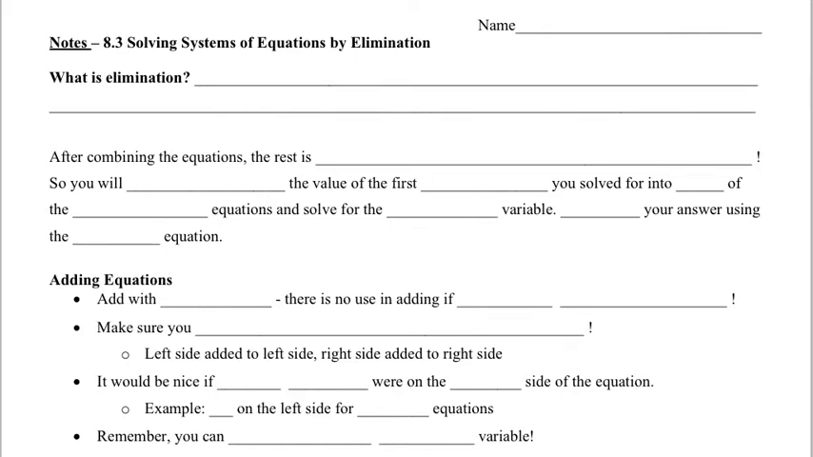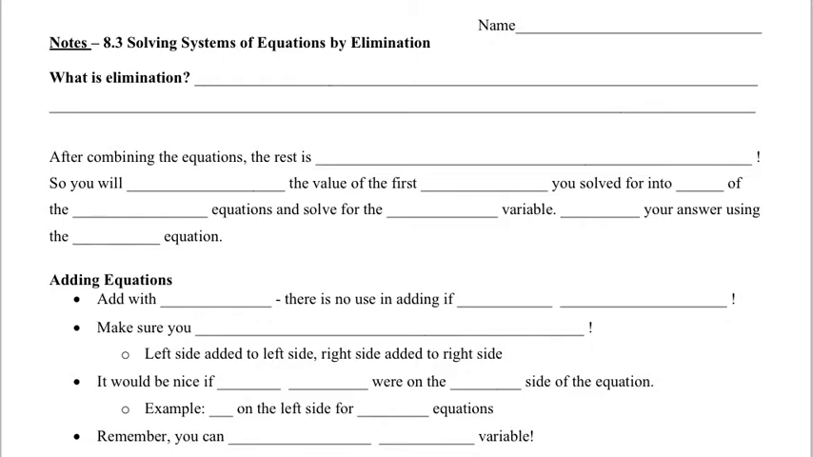This is the lesson over 8.3, Solving Systems of Equations by Elimination. So far we've learned how to solve systems of equations using graphing, and then we also learned how to do it algebraically using substitution. This is a second way to solve algebraically, and this way is called elimination.